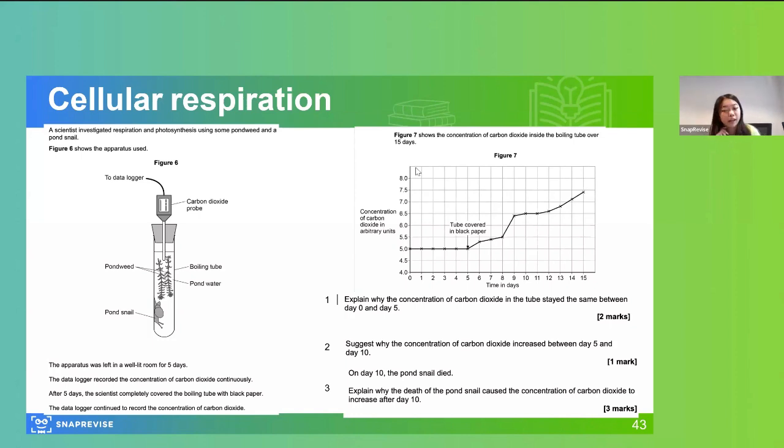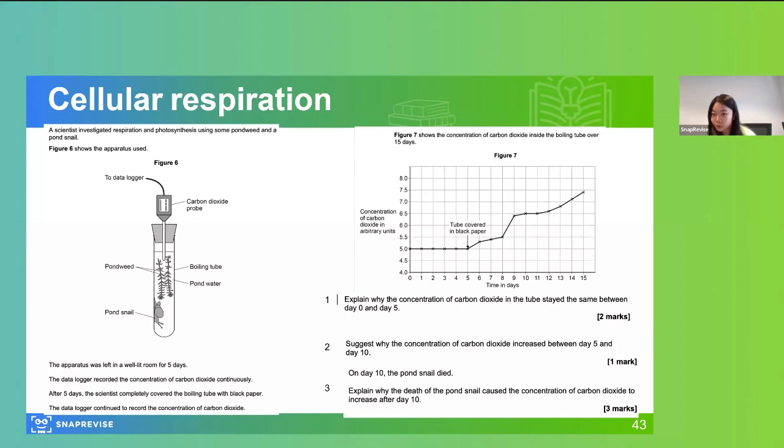Okay, let's have a go at just explaining it very quickly. The first question is asking you why the concentration of carbon dioxide in the tube stays the same between day 0 and day 5. Based on the question, we know there's pondweed and a pond snail in the boiling tube. The pond snail is respiring. The pondweed is also respiring, but it is also carrying out photosynthesis.